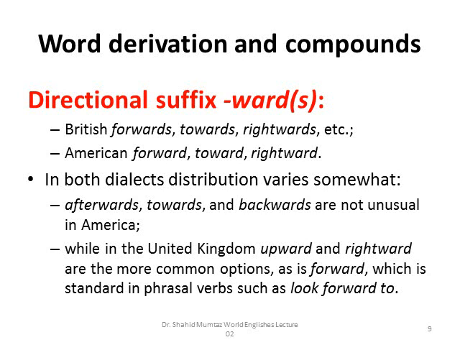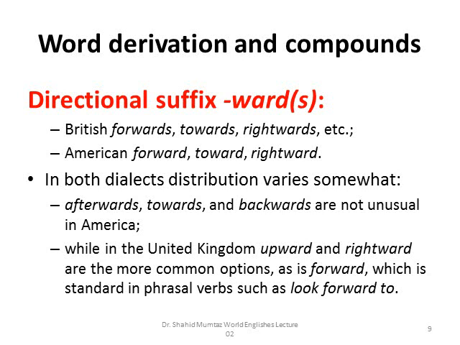First, let's see the directional suffix word with s or without s. In British English, we see forwards, towards, rightwards, etc. And in American English, the words used are forward, toward, rightward. Here we see in British we are using s with the word. Okay, you see forwards, towards, rightwards, and in America without s.